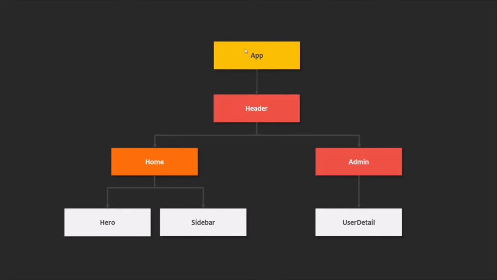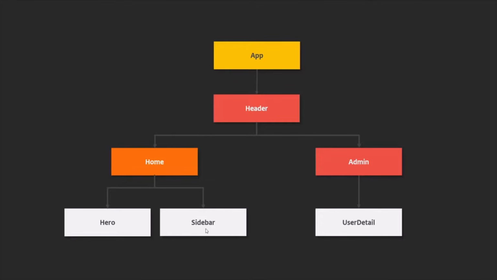At the top, we have the app component. In that app component, we have the header component. This header component has two child components, the home component and the admin component. And then the home component has two child components, the hero component and the sidebar component. And this admin component has one child component, the user detail component. Now we will talk about the admin component and user detail component in a future lecture of this course. Let's now focus on the header component and also on the hero and sidebar components.